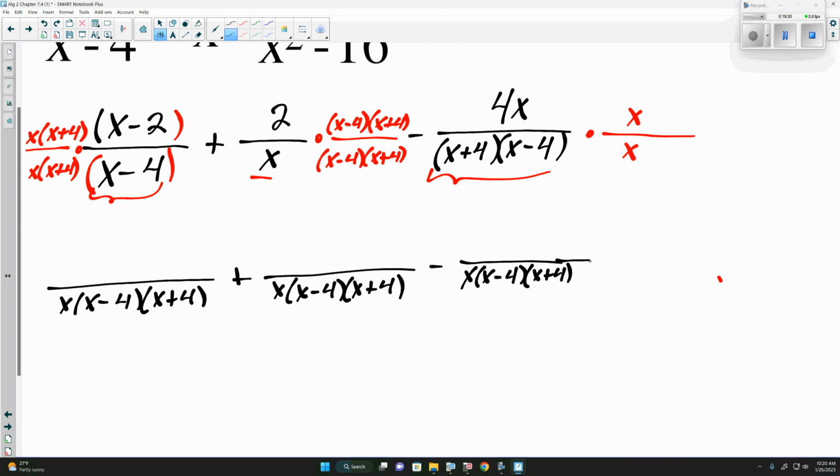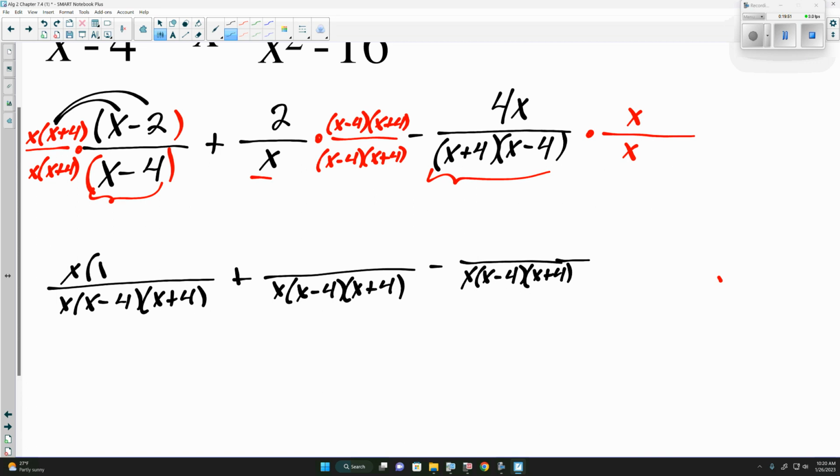Now, the first one, so we have x times (x plus 4) times (x minus 2). We're going to do these part by part. We're not going to try to multiply x plus 4, x minus 2 all at once because that's a lot to try to do together. So we'll do the x plus 4 times x minus 2 first.